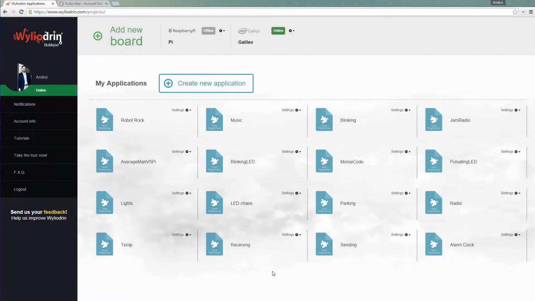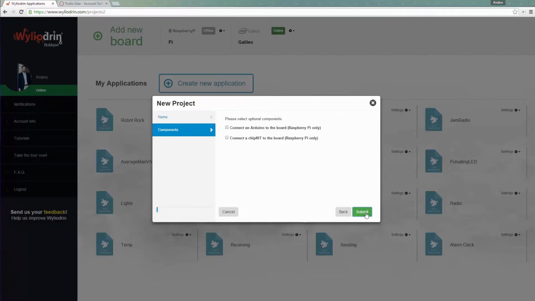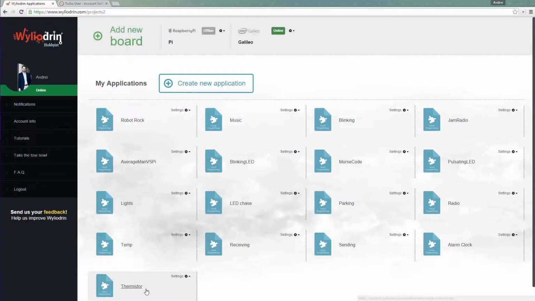Okay, now I'm back in my interface. First thing we need to do is create a new application. I'm going to call it thermistor, and then click next and submit. Then find its name and click it.